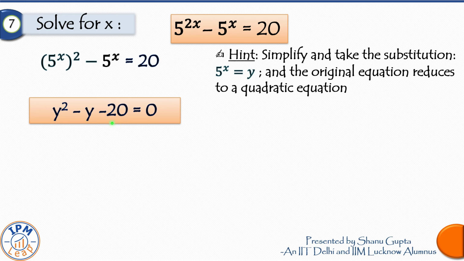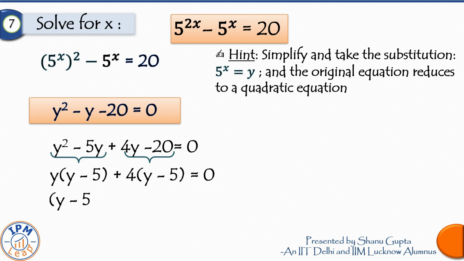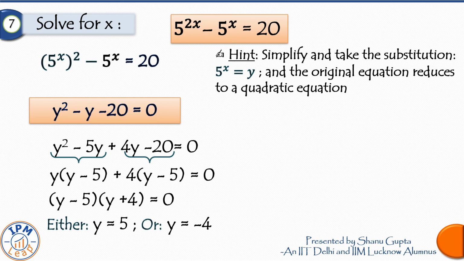Minus 20 can be written as minus 5 into 4. So we can use the factorization method to solve this quadratic. Split the middle term. Minus y, write it as minus 5y plus 4y. Club the first two terms and club the next two terms. And we get our two factors as y minus 5 into y plus 4 is equal to 0. So in this equation, if y minus 5 takes the value 0, then y is equal to 5. Else if y plus 4 is equal to 0, then y is equal to minus 4.